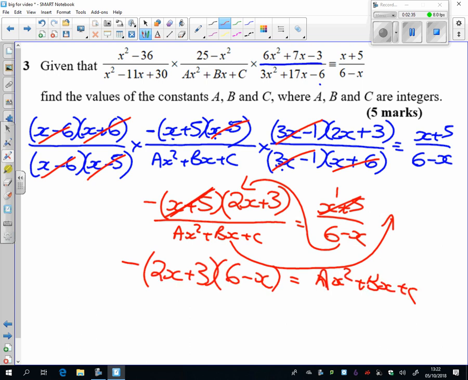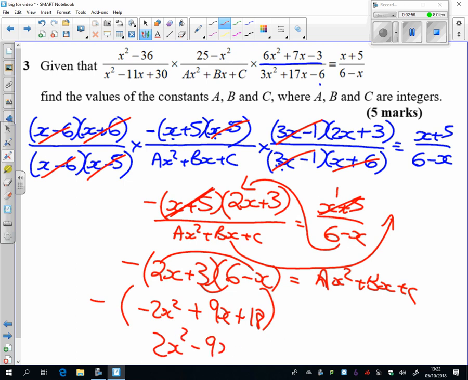So I'm getting here, what am I getting? I'm getting minus 2x squareds. Here I've got an 18. Here I've got minus 2x's, minus 12x's, minus 3x's, which is 9x's there. And we've got the negative of all of that. So my last line is the answer I'm looking for.